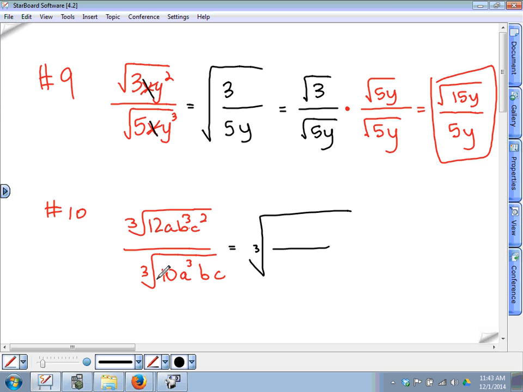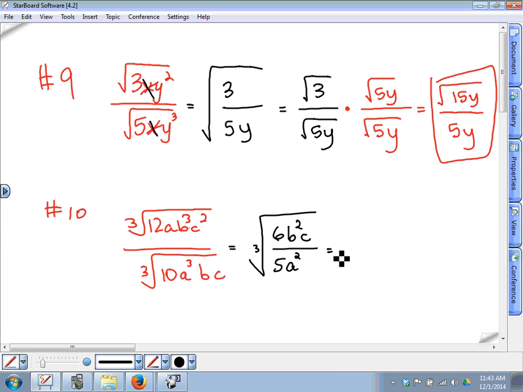Well, let's start with 12 over 10. That's pretty easy. 12 over 10 is 6 over 5. And we're going to have an a squared. Is it going to be on the top or on the bottom? A squared on the bottom. It can be a b squared on top. And a c on the top. That's as far as the fraction will simplify.